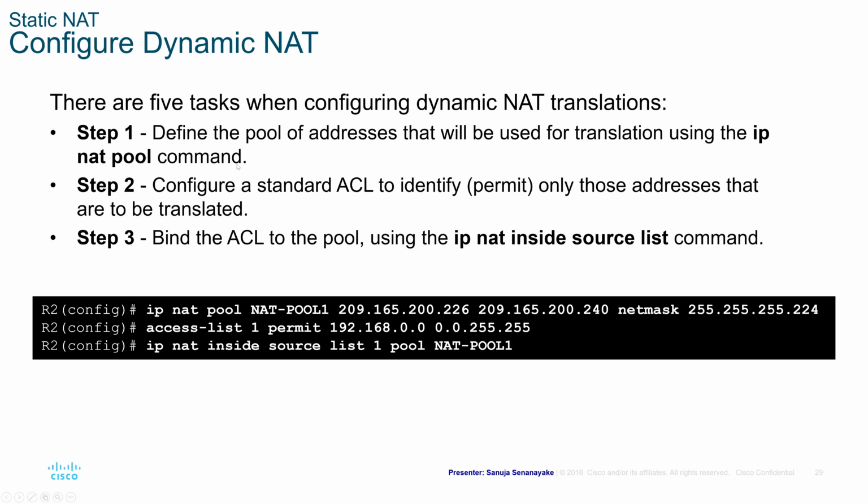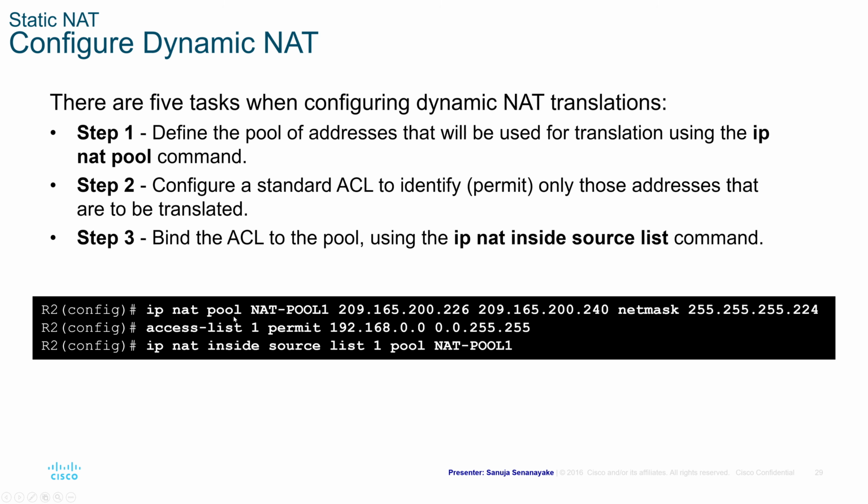On the bottom of your screen, you see these 3 steps done on this Cisco router. We have the ip nat pool, the command we use to define the pool of addresses for the NAT translation, and we have named the pool NAT-pool1, which is for identification of that pool. Then we have assigned the IP address range of 192.168.200.226 to 192.168.200.240 to this NAT pool, with the subnet mask associated with that. Then we have created the access list using the access-list command, permitting those networks, and then we have bound that access list to this NAT pool.